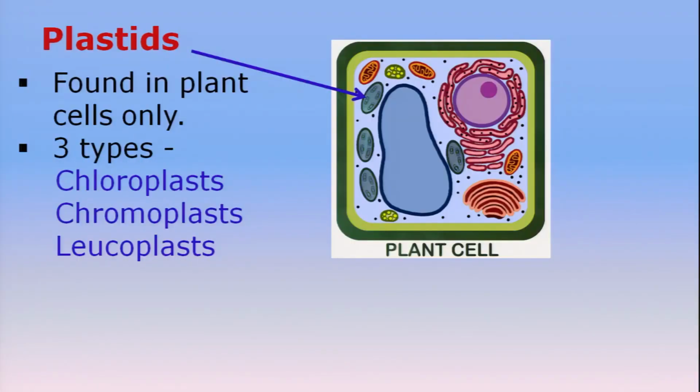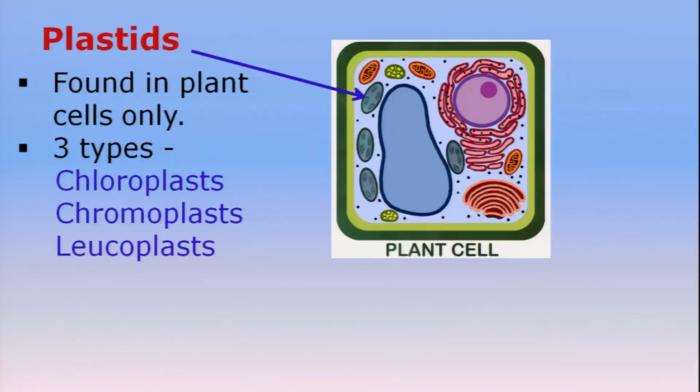Now come to plastids. Plastids are the organelles that are present only in plant cells. Remember, these are present only in plant cells and they are absent in animal cells. These are basically pigment containing organelles that provide color to different parts of a plant. There are basically three types of plastids: chloroplasts, chromoplasts and leucoplasts.